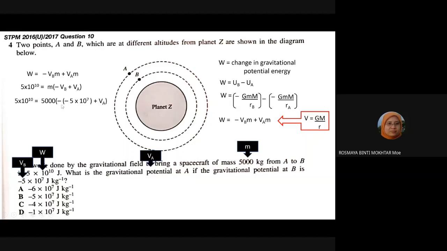So we get negative, negative becomes plus. Now we bring it to the right, divide first by 5,000, then minus this one. So we get negative 4 times 10 to the power of 7 joule per kilogram. So the answer is C. If you make a mistake with all the signs here, you won't get the answer.